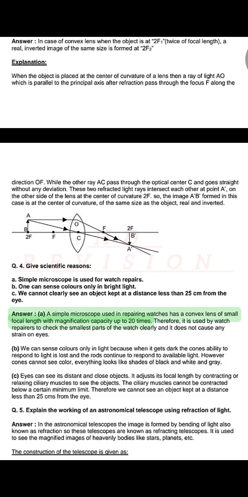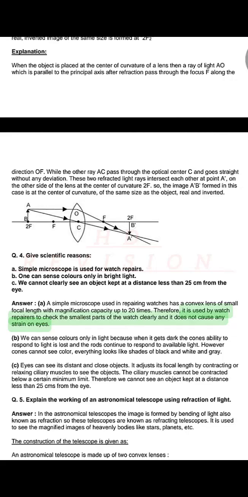Answer. A. A simple microscope used in repairing watches has a convex lens of small focal length with magnification capacity up to 20 times. Therefore, it is used by watch repairers to check the smallest parts of the watch clearly, and it does not cause any strain on eyes.